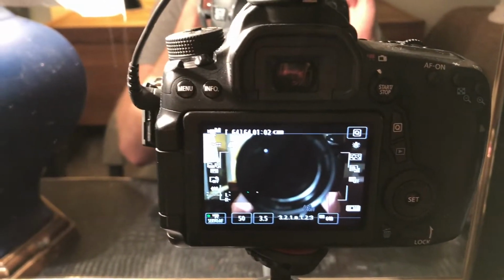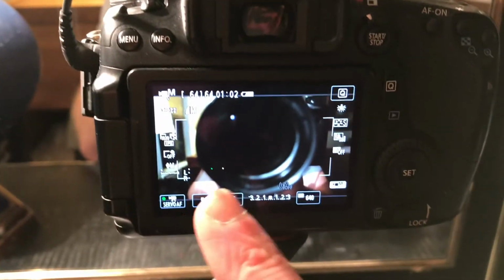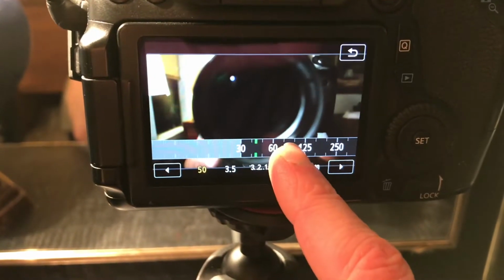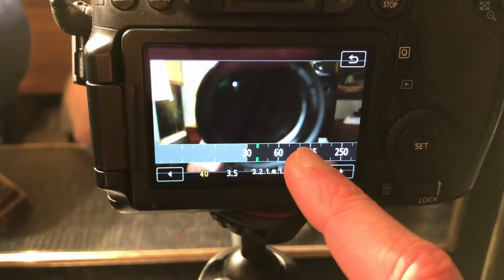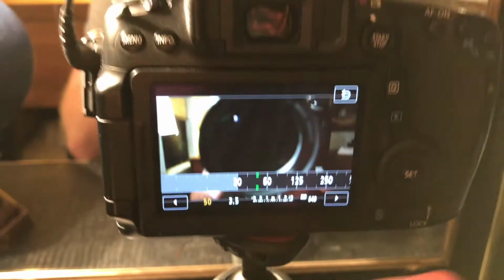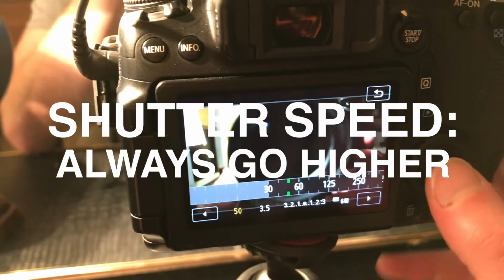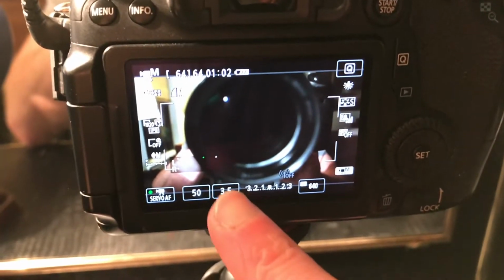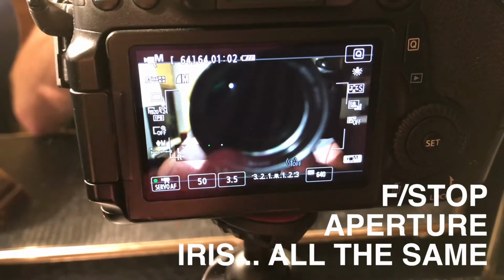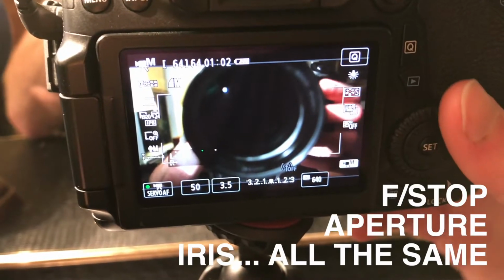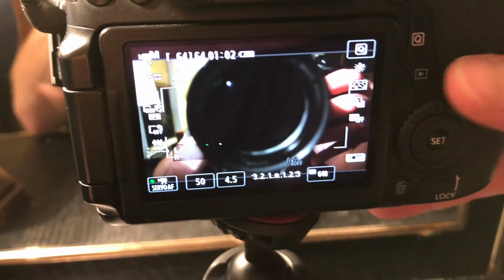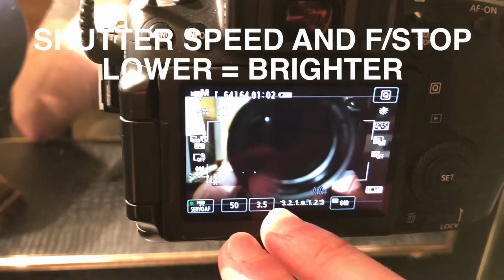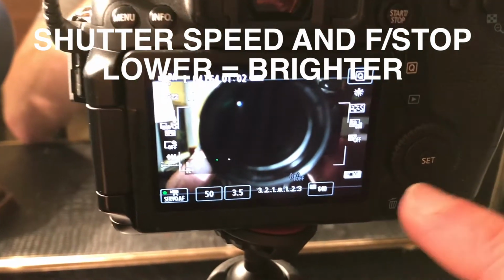So our frame rate is 24 frames a second, but you'll notice if we click in there, there isn't a setting for 48, which is the number that we need. We always want to go higher. We never want to go lower than our number, so that's good. And then the next number that we have is our f-stop or aperture. They're both the same thing, or iris, and you can control that with this. These two numbers, when they're lower, they're brighter, okay? That's what you're gonna keep in mind.